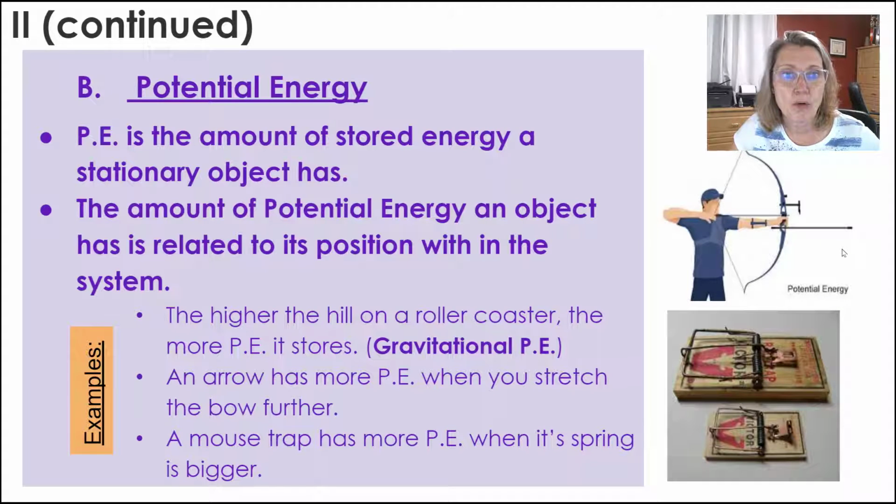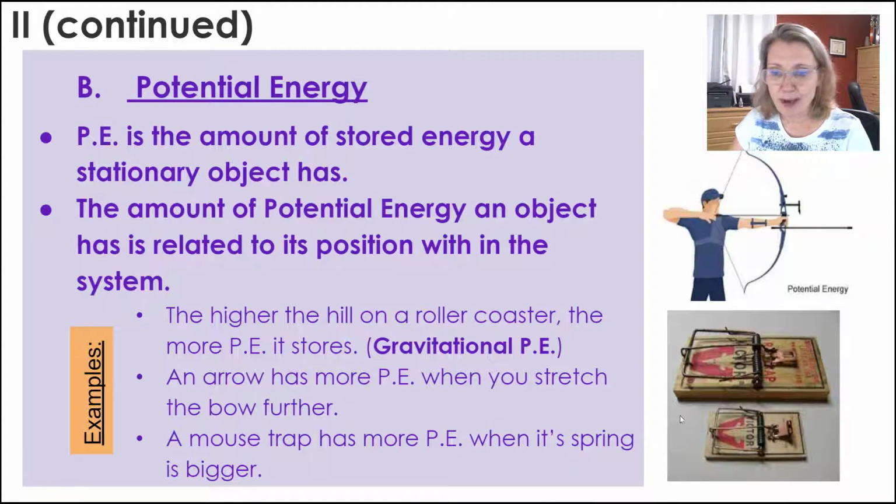Now, same thing with a man with a bow and arrow. This arrow is stationary, right? And if he pulls it back a little bit, it'll go flying a little bit. But if he pulls that bow way back, the arrow is going to have way more kinetic energy. So it's potential energy while it's being pulled, and it's kinetic energy as it goes flying through the air.